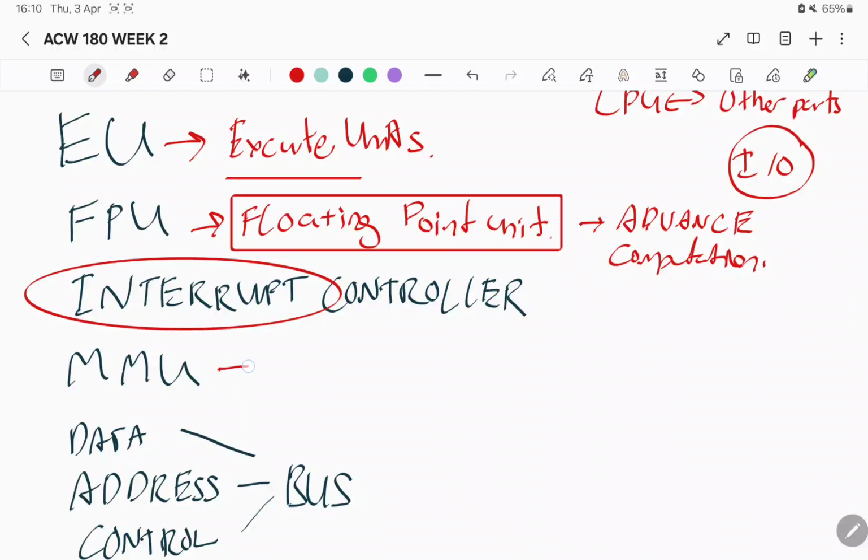We got these. The next one is the memory management unit. So let's see what this MMU does. It translates virtual memory addresses to physical memory addresses and handles memory protection. It plays a key role in managing system memory by ensuring that each program accesses its allocated memory space without interfering with others.